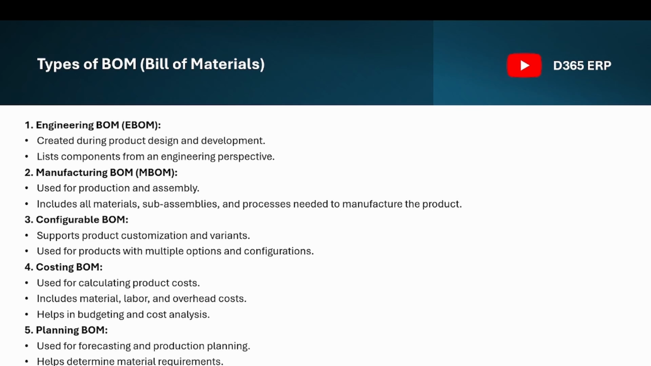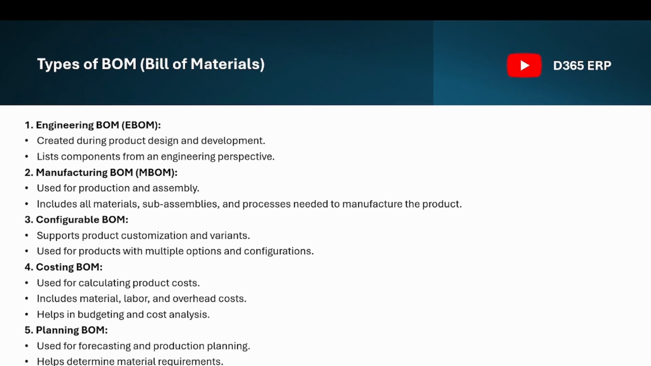Before moving to the BOM line type, we first discuss the types of BOM. Usually in production, five major BOM types are in use. First is engineering BOM. It's created during product design and development. It's a list of all the components from the engineering perspective. Second is manufacturing BOM, which we are currently using, used for production and assembly. So in Dynamics we are creating the manufacturing BOM. It includes all material, subassemblies and processes needed to manufacture the product.